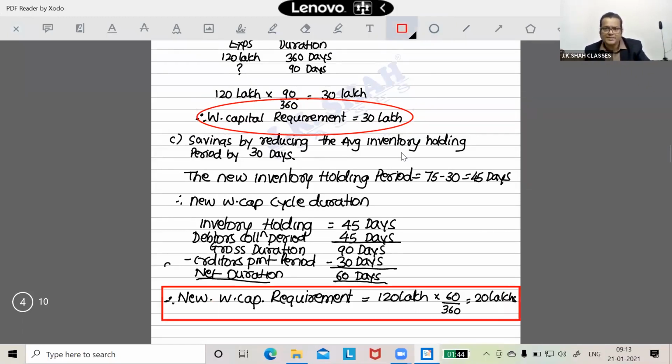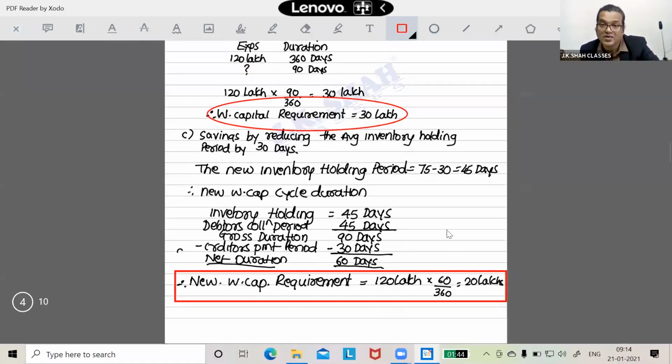Our new working capital requirement is 20 lakh. Can you see these both figures? The one in the oval, the original working capital requirement is 30 lakh. And the new working capital requirement is how much? 20 lakh. So can I say that there is a reduction in the requirement now?